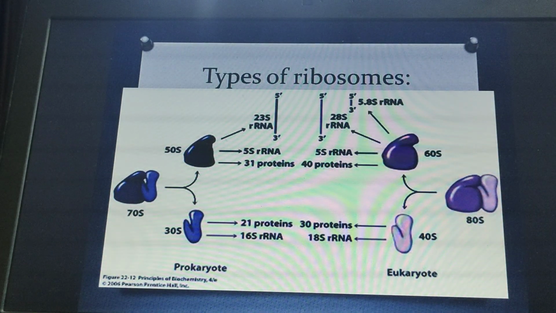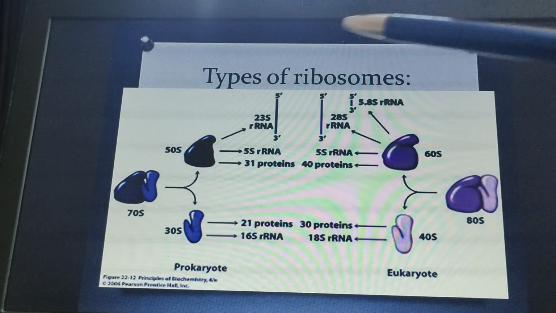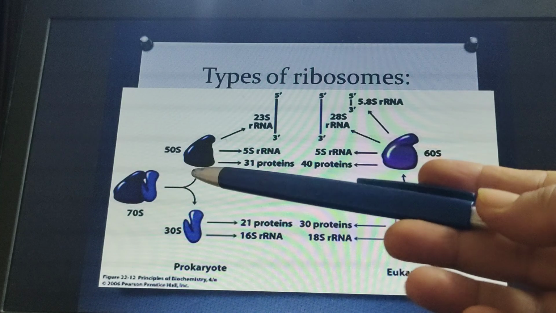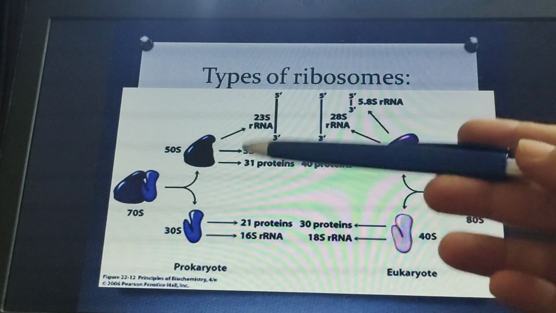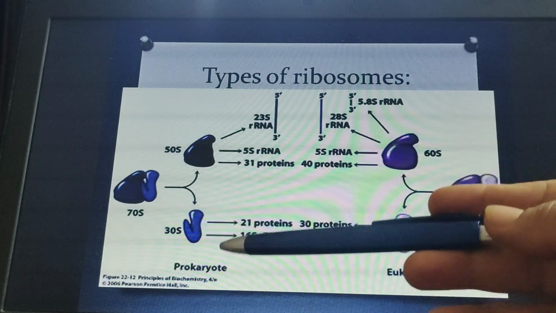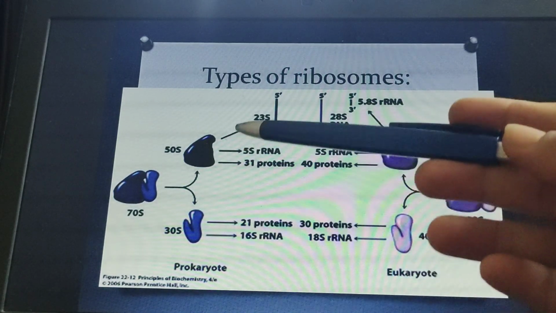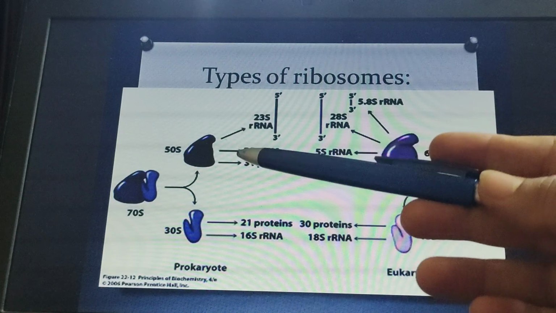So now we will go for the detailed structure of the different types of ribosomes. As we know, in the prokaryote, the 70S ribosome is formed by the combination of two subunits, a smaller and a larger one. The smaller is 30S, and the larger is 50S.